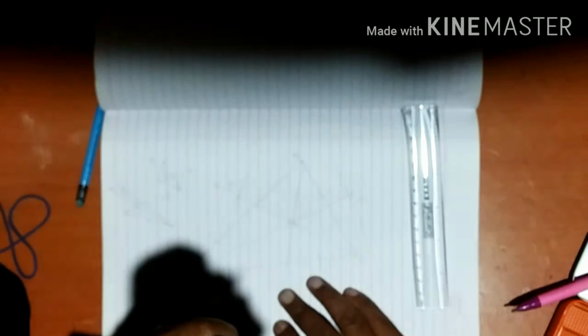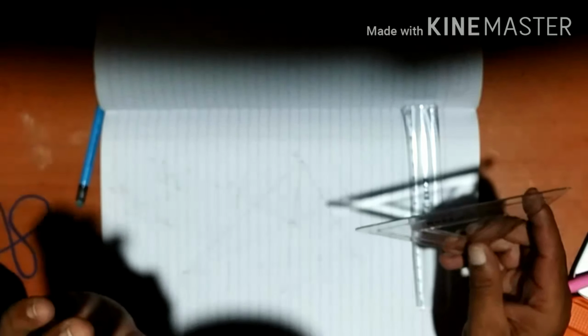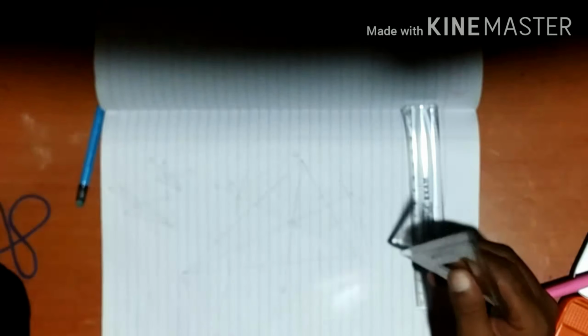We have to draw one perpendicular. Now to draw a perpendicular, various methods are available. First is we can use this protractor. Second is we can use this set square. I will suggest to use the set square. So let us use the set square to draw a perpendicular.